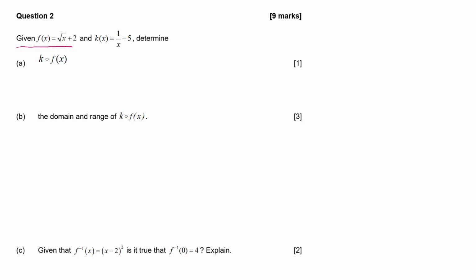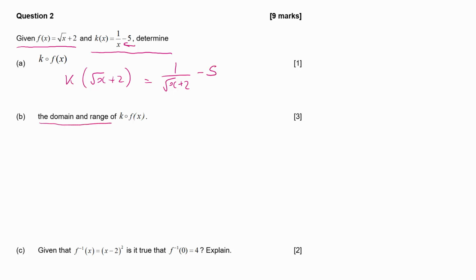Given that f of x is root of x plus 2 and k of x is 1 over x minus 5, determine k of f of x. So that's going to be k of root x plus 2. So we need to substitute that there. And so it will be 1 over root x plus 2, take away 5.